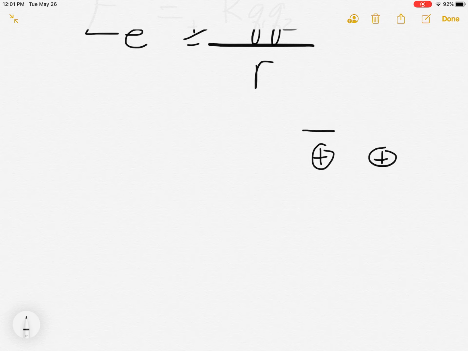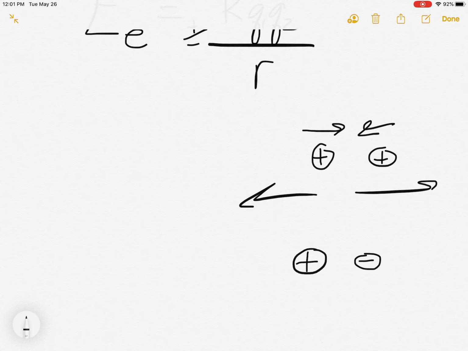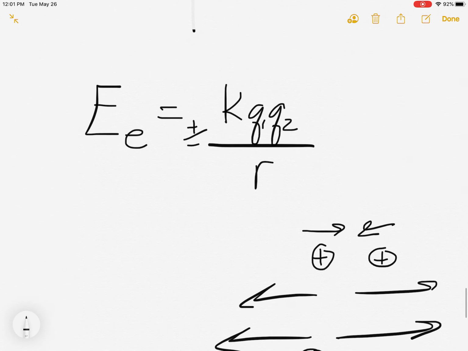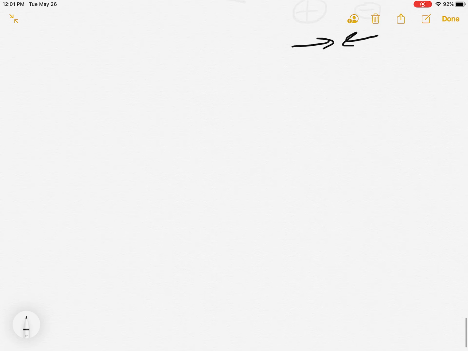If you're trying to push two similar charges together, you would have to add energy. They would naturally pull apart. But if you're trying to push two opposite charges together, you don't have to push. They will naturally push. So you have to add your energy in trying to pull them apart. So that's what the difference means.